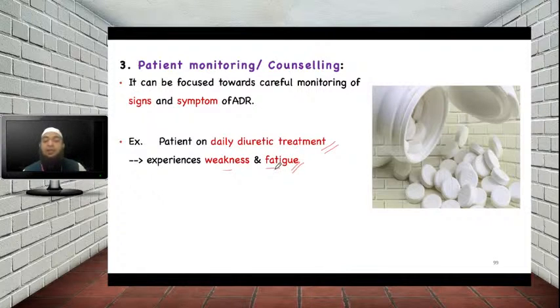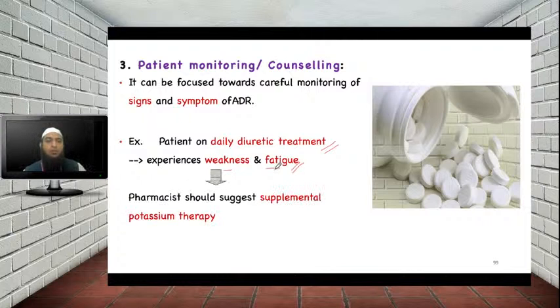So if that is the case, then as a pharmacist, you can give a solution to the patient. So the pharmacist should suggest supplemental potassium therapy for those patients who experience weakness and fatigue due to the diuretic treatment. Or maybe if the diuretic is prescribed for a long period of time, then you can dispense this supplement of potassium when the patient comes to you for refilling the diuretic medication. Okay, so such small type of monitoring and counseling of the patient can help to solve the ADR related problems which were seen in the patient.